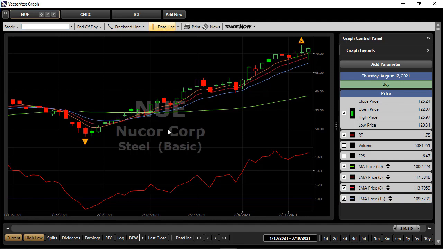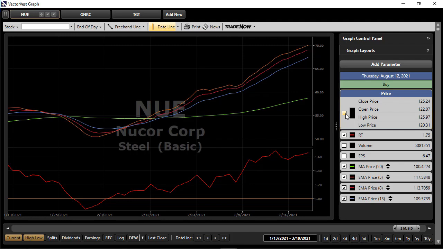So I'm going to create a date line. I'm going to take off price for now. We don't really need price on for now. So back here in February of this year, you could see the 3 moving averages were below the 50-day moving average. And then what happened? They began to squeeze together below the 50-day simple moving average.